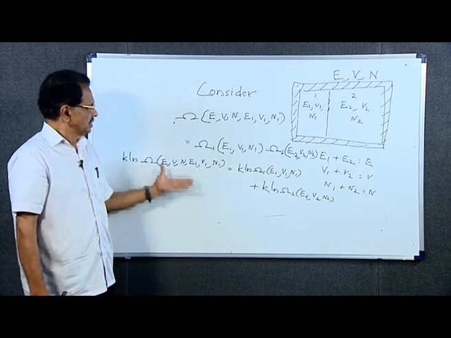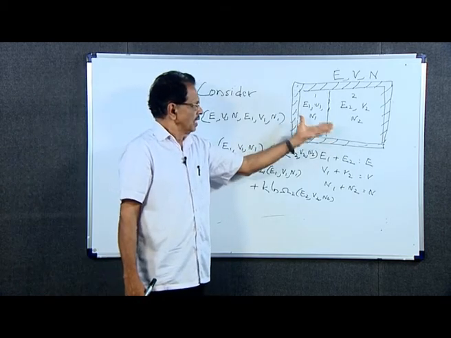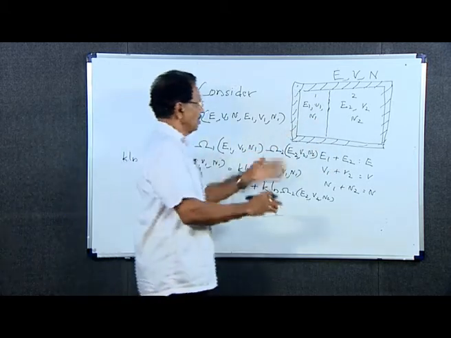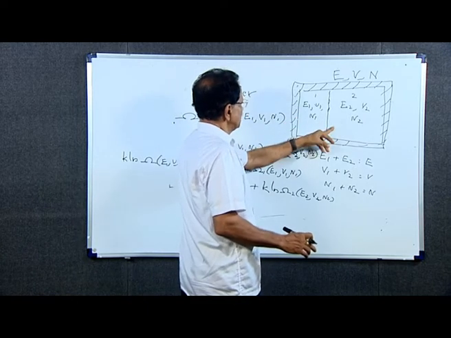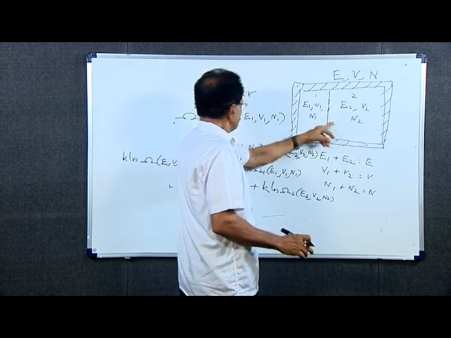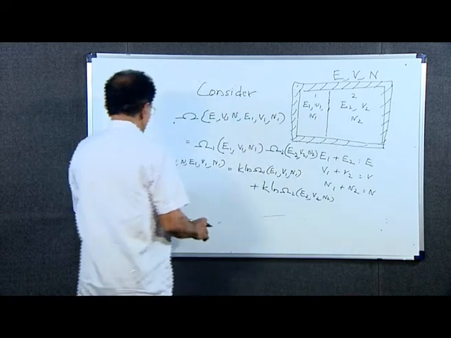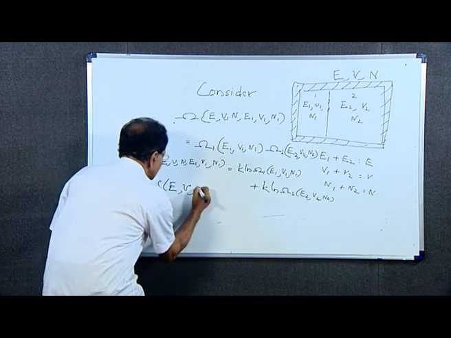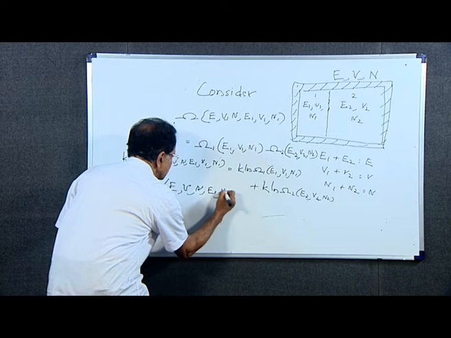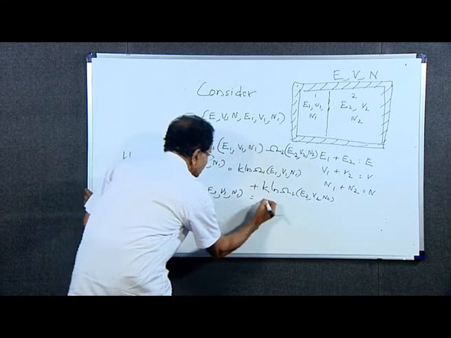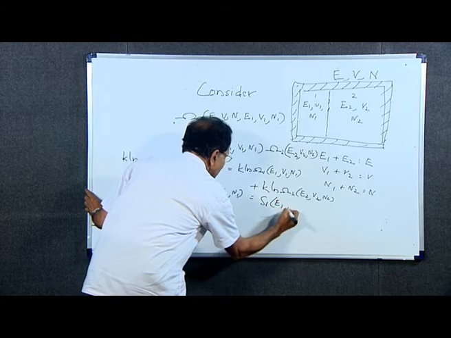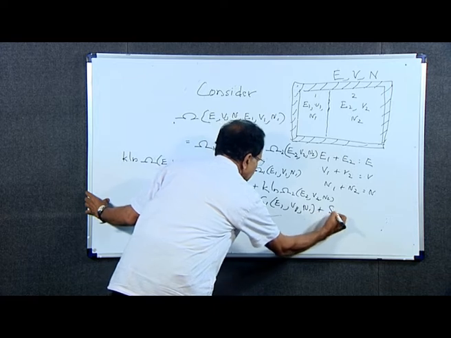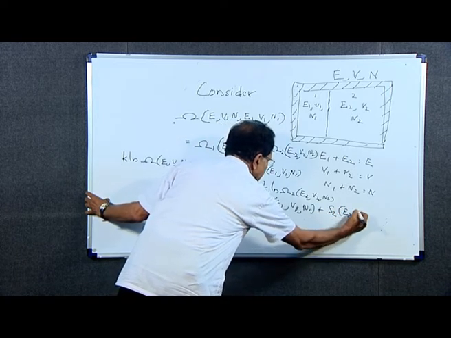Now the system at equilibrium means it is achieving equilibrium by increase of entropy. So we look at how it is extremized, that is, entropy is maximized. This is entropy according to Boltzmann's definition. This is entropy S of E, V, N, E1, V1, N1 equal to S1 of E1, V1, N1 plus S2 of E2, V2, N2.